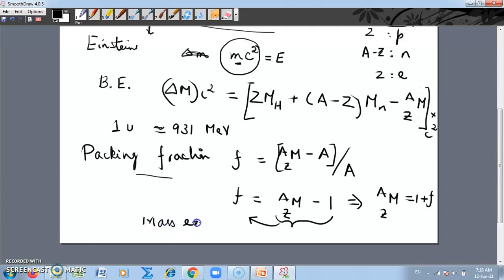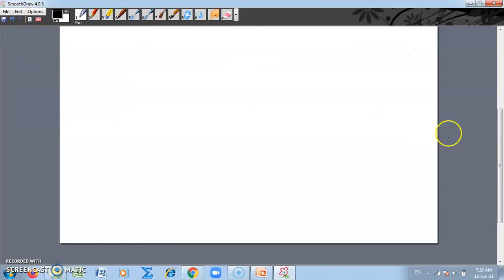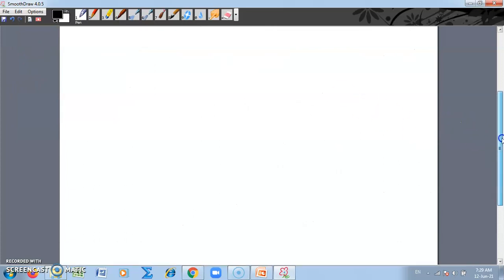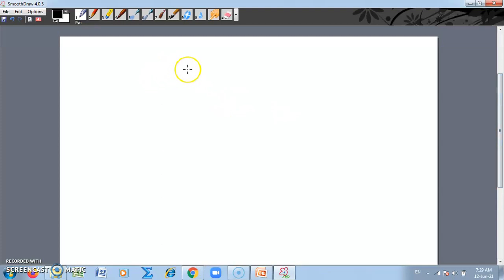Please don't confuse it with the mass defect. This is mass excess. Which portion? This one. So we learn what is mass defect. We learn what is binding energy. We learn what is packing fraction and what is mass excess. Now let's move on to something else, something very important.